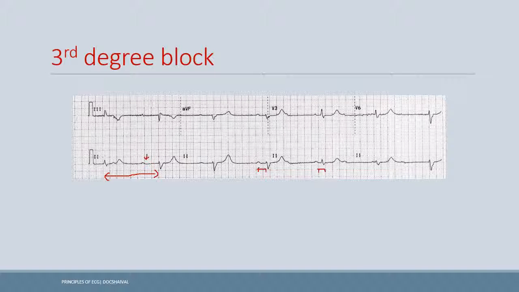But in contrast, we see 1, 2, 3, 4, 5, 6, 7, 8, 9 boxes in between every time. 9 boxes every time in between the QRS complex. So it shows a normal RR interval and normal PP interval, but abnormal PR interval, and that's what I have mentioned in the slide previously for the diagnosis of the third degree block.